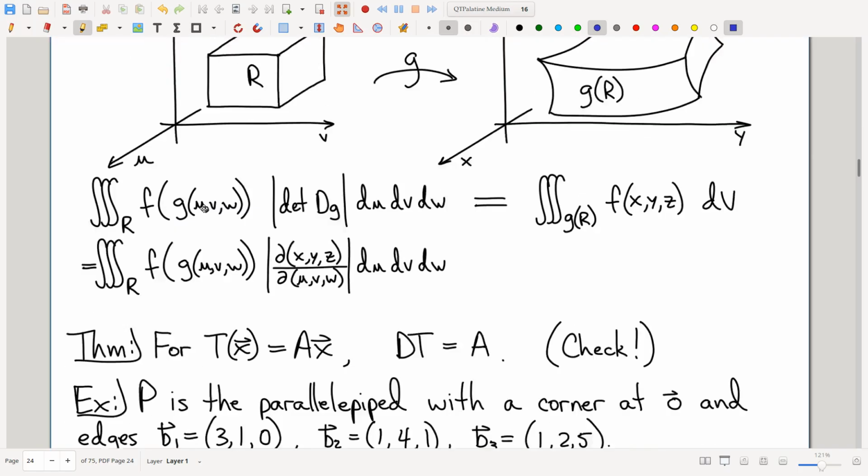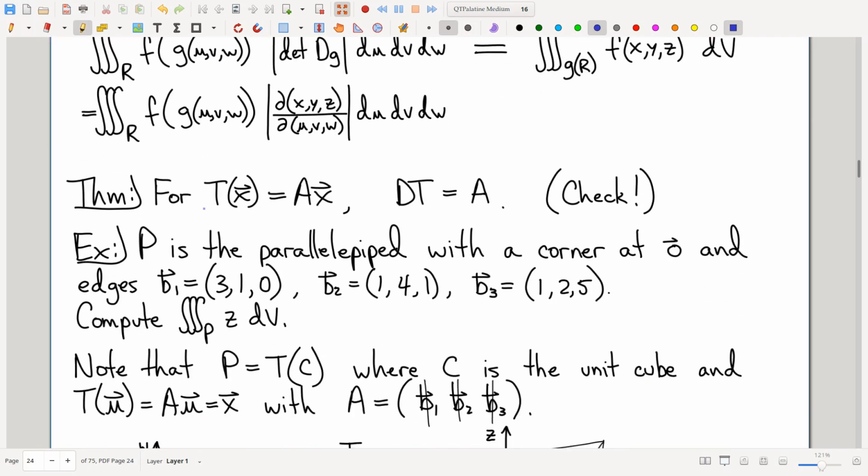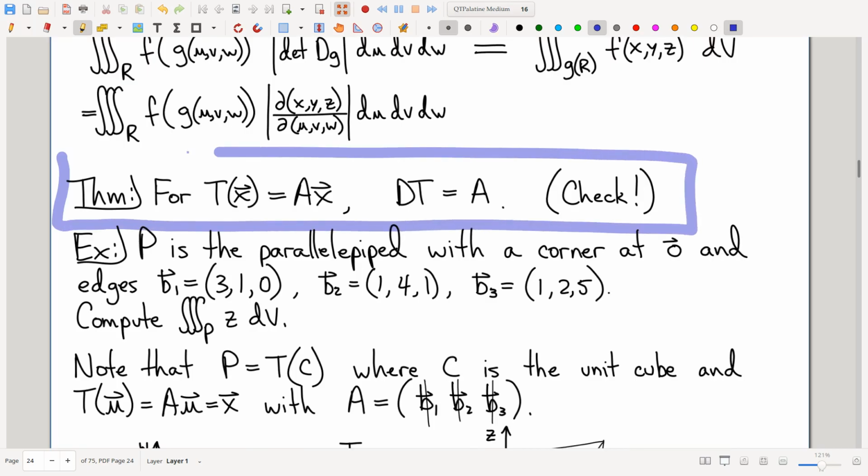Okay, now before I get to the next example, there is a little theorem here. This is super easy to check. Everyone should do this. No big deal. All this is saying is that if you look at a linear transformation, in other words, a matrix acting as a function, the derivative of that linear transformation is the same matrix. It's a little bit weird, a little bit surprising.